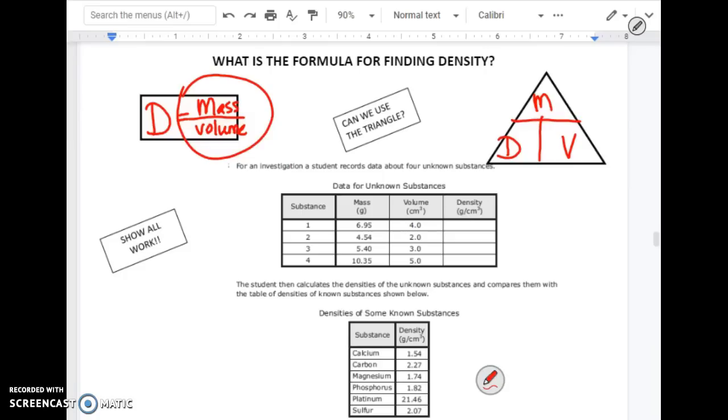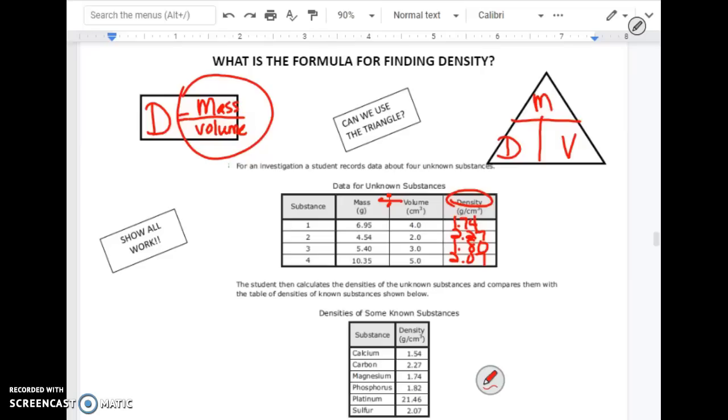If I do this, we're solving for density, so it's going to be mass divided by volume on all of these. So 6.95 divided by 4 is 1.74. The next one is going to be 2.27. 5.4 divided by 3 is 1.8. And 10.35 divided by 5 is 2.07. So here are the densities of some known substances. The question below says, which unknown substance is most likely carbon?